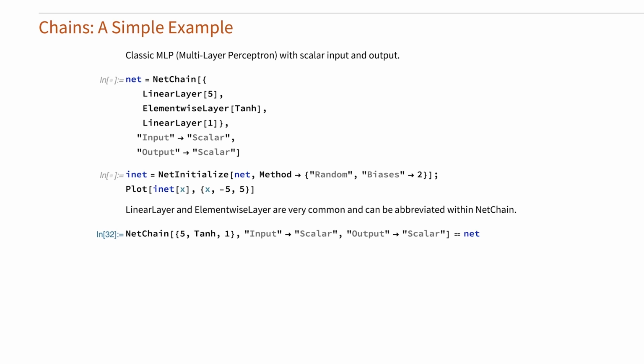One small bit of notation here: given that these DotPlus and ElementwiseLayer are very common, there's a shortened notation. You can just use a number to specify the amount of fully connected neurons, and the function itself to specify the element-wise layer. Then you see that this NetChain is conceptually identical to the one that I defined above.